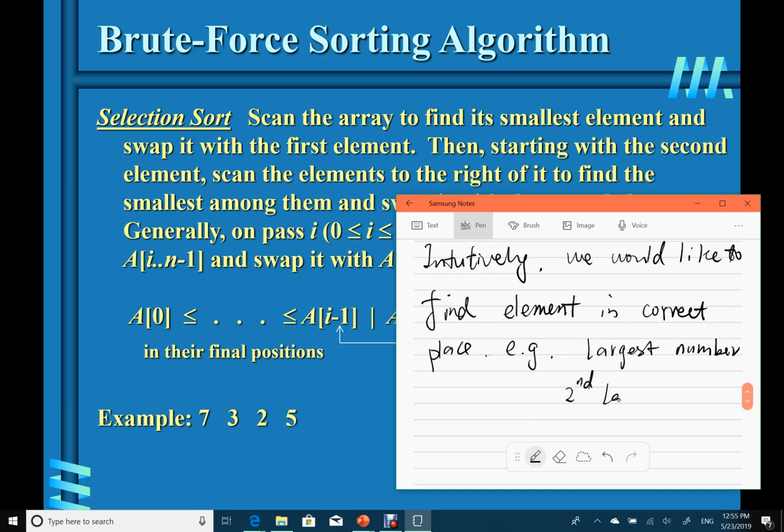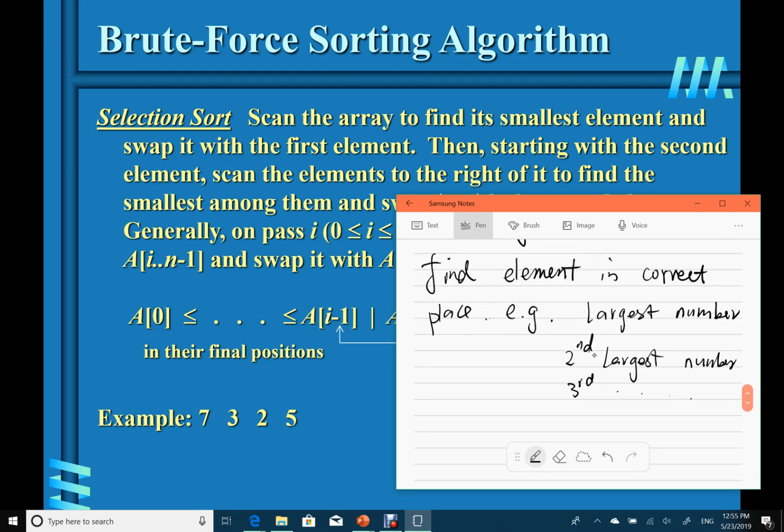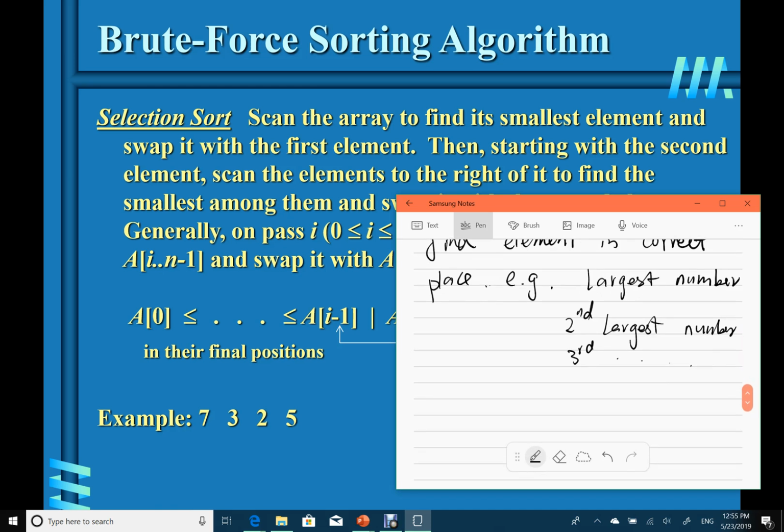Second largest guy, right? Or third largest guy, right? Once you find the largest, or second largest, or third largest, we put it in the specific location. So the largest here should be an prime, then an minus 1 prime, then an minus 2 prime, right? Then we just place each in the correct location. Or you just find the smallest, then the second smallest, then the third smallest. This is very intuitive thinking. This goes to what we talk about: selection sort.